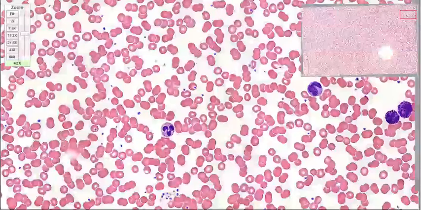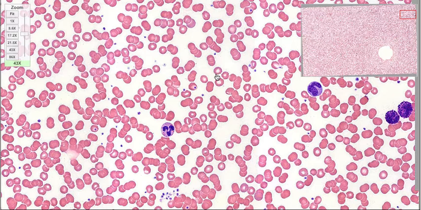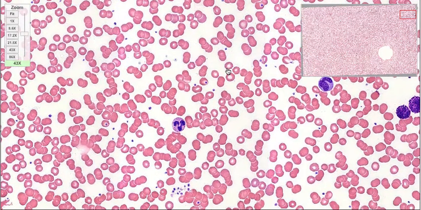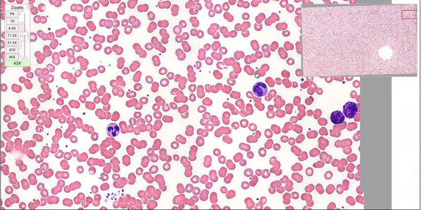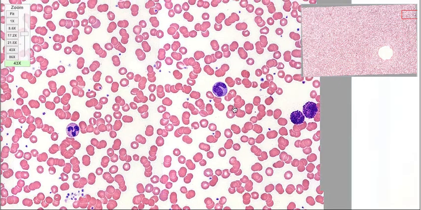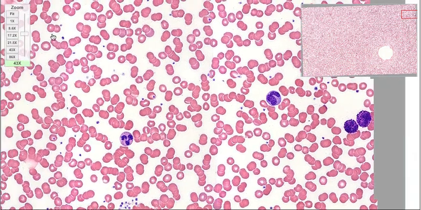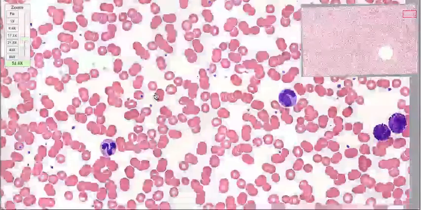The last cell we're going to look at is a very rare cell. You are very, very lucky if you find it. So here's a neutrophil, just while we're here. This is probably a dividing monocyte. This is a very rare cell, the basophil.